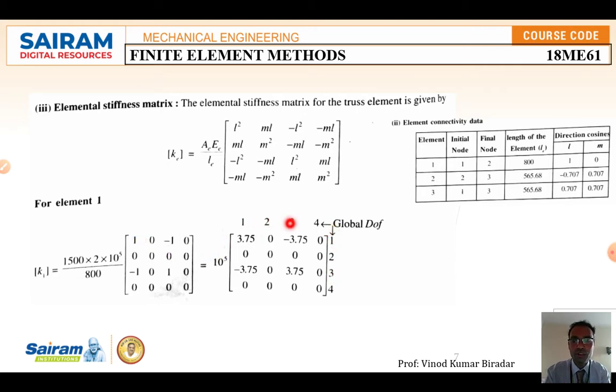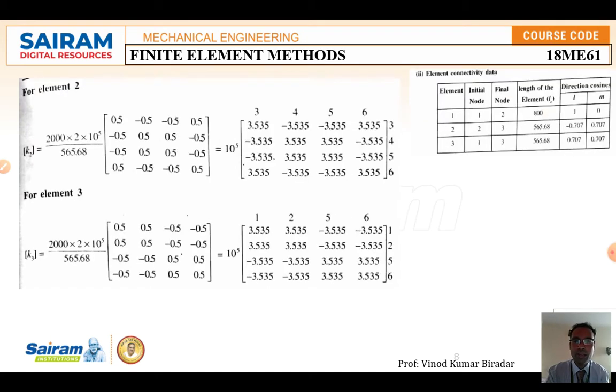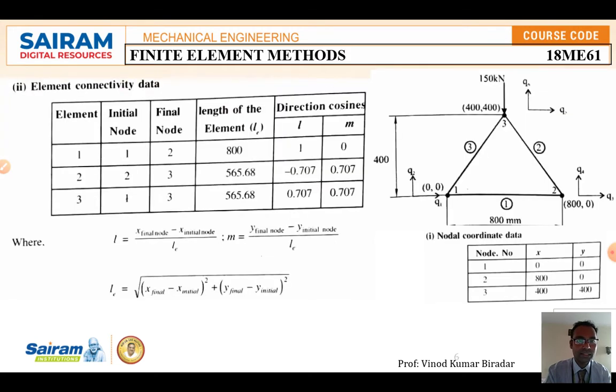After calculating the element stiffness matrix for the first element, in a similar way you calculate the element stiffness matrix for the second element. So K2 is equal to putting the area, Young's modulus, and length of the element. Again for the second element, minus 0.707 is there, so the square of this is going to give you 0.50. Like that you have to calculate the second and third elements. For the second element the degrees of freedom are 3 4 5 6. Look at here, in the second element the degrees of freedom are 3 4 5 6.